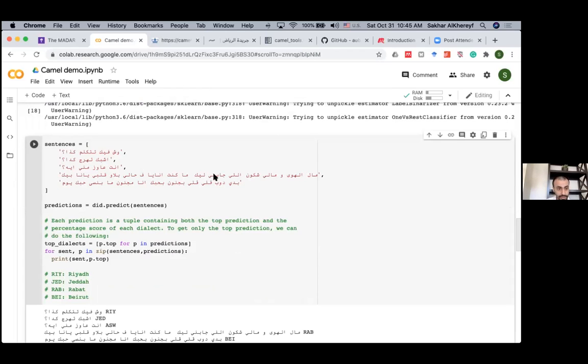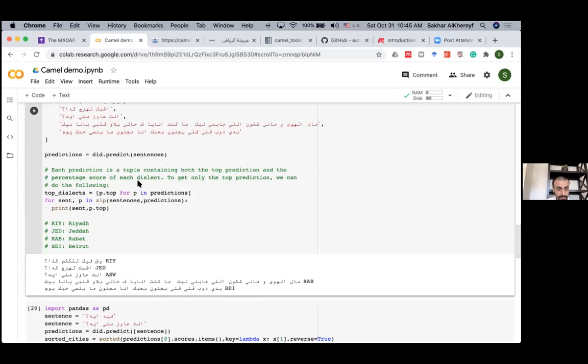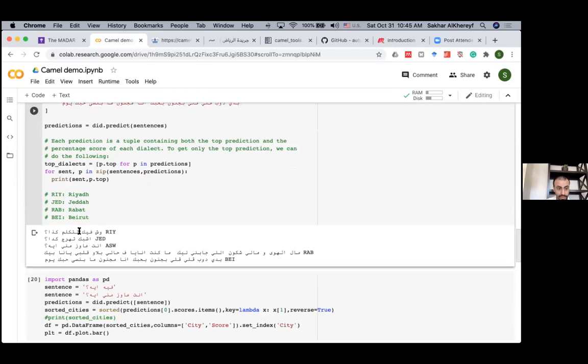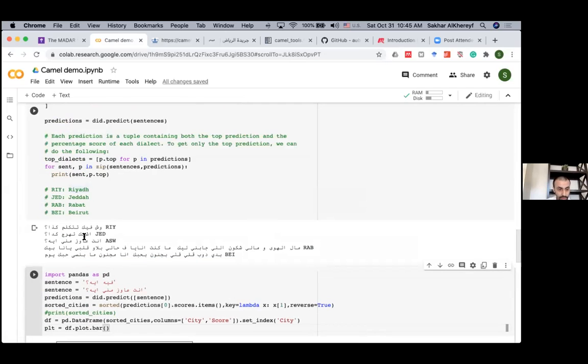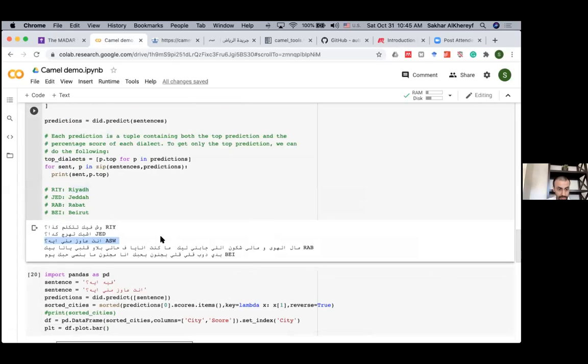Here we have dialect identification. We have five sentences written in different dialects. The first one, وش فيك تتكلم كذا. The system recognized that as Riyadh dialect. إيش بك تهرج كذا. It's a Jeddah dialect. أنت عاوز مني إيه. It says Aswan dialect, which is in Egypt. Also, there are quoted examples from, I believe, songs. The first one here is in Moroccan dialect, and here in Beirut dialect, or Lebanese dialect. And so let's say the third example, أنت عاوز مني إيه.